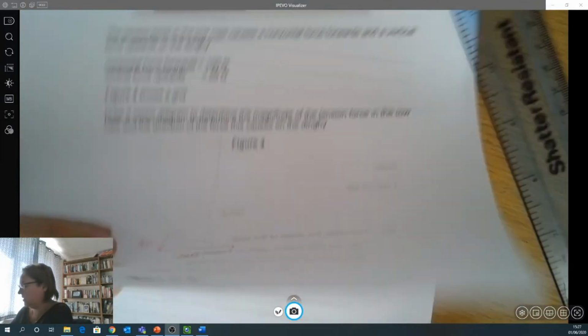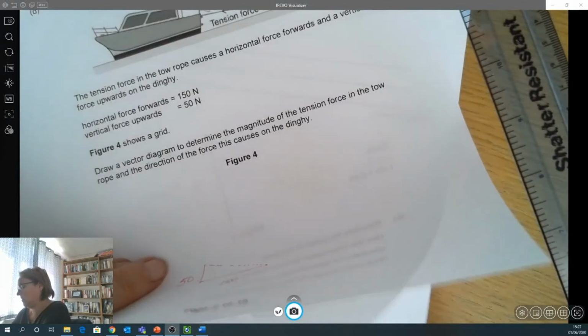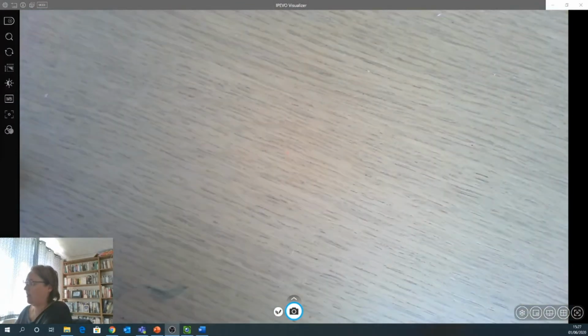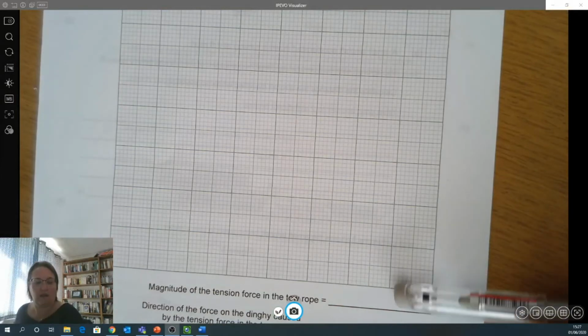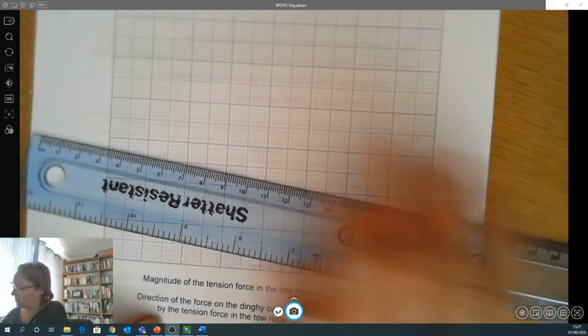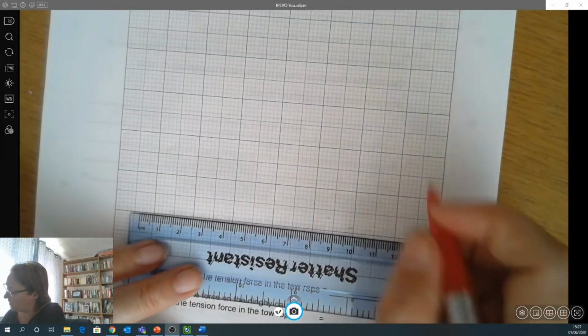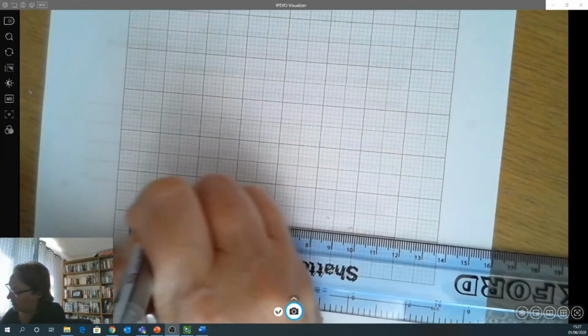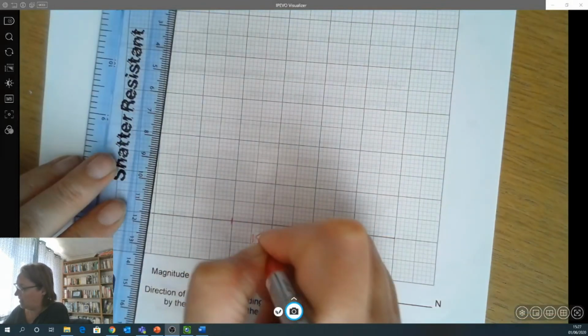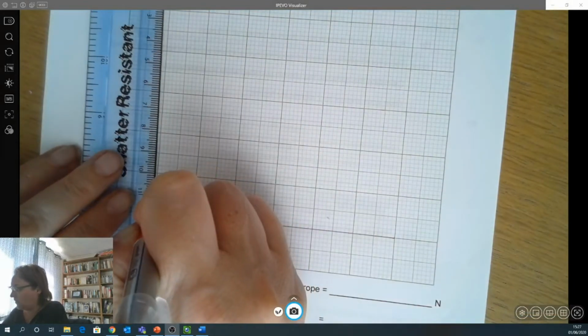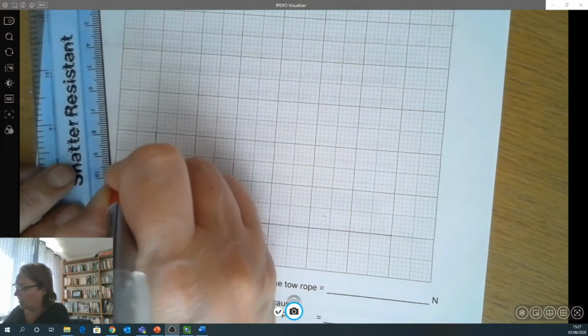Hang on a minute. That's because I didn't turn over onto the right page. I do have a grid. I thought I did. Okay, so if I make it bigger, sorry, I'll get a much better answer, won't I, if I make it bigger. So I'm using 2 squares to be 50.